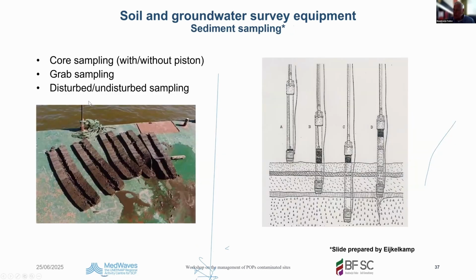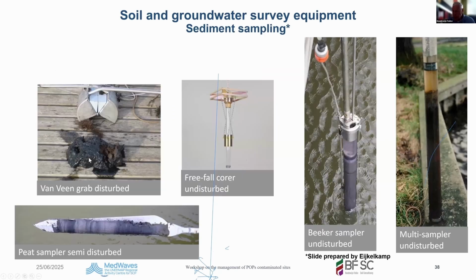Now we come to sediment sampling: core sampling, with or without piston, grab sampling, and disturbed or undisturbed sampling. These are undisturbed samples taken with the device, which is not in the picture, but this is in a piston sampling or core sampling here. The grab sample, disturbed, free fall core sample, undisturbed. And this is the material here.